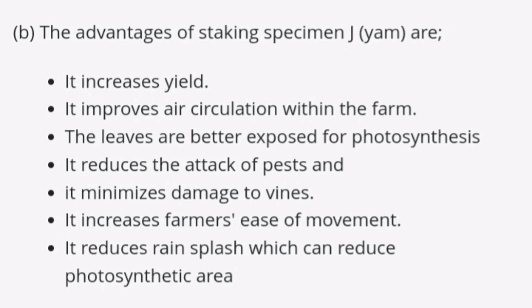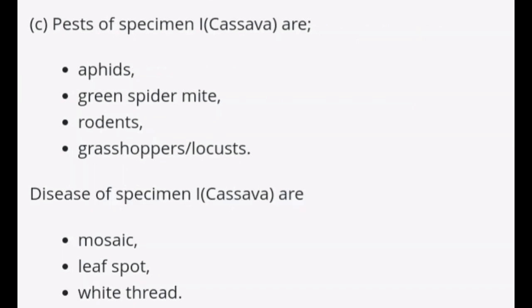Now for cassava, what are the pests of cassava? Pests of cassava can be aphids, green spider mite, rodents, grasshoppers, or locusts. And the diseases of cassava are mosaic, leaf spot, and white thread. Remember I said the toxic substance present in cassava is hydrogen cyanide. And then I've told you how to reduce this by roasting or frying, drying, fermenting, boiling, and all that.